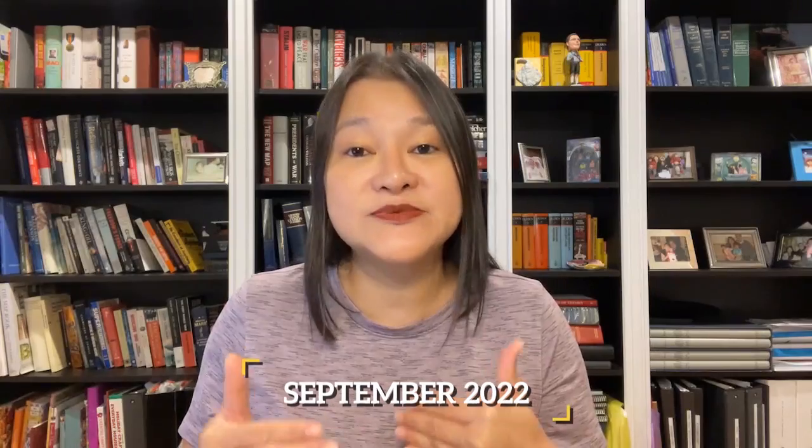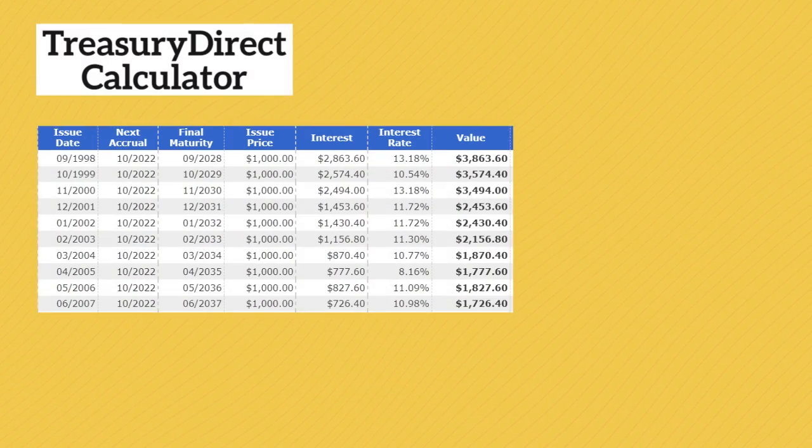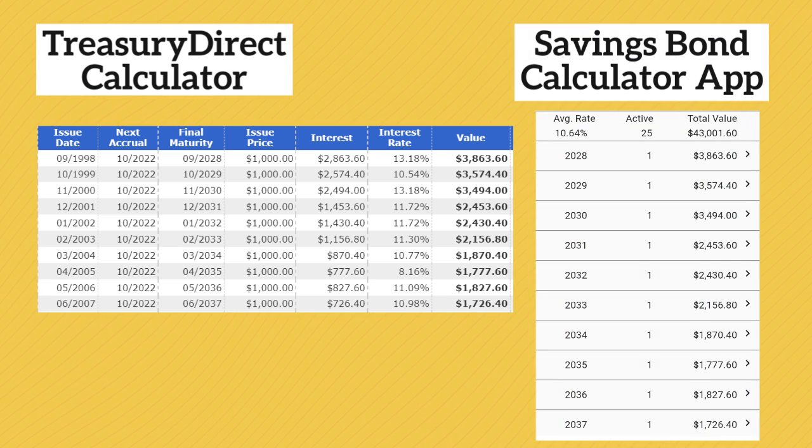It's fairly accurate. I took 40 plus I-bonds with different issue dates between September 1998 and September 2022 and compared the results from TreasuryDirect's calculator with those from the app. And here's what we have. On the left side are the calculations from the TreasuryDirect calculator, and on the right side are the numbers from the app. Let's take a look at TreasuryDirect's numbers first.